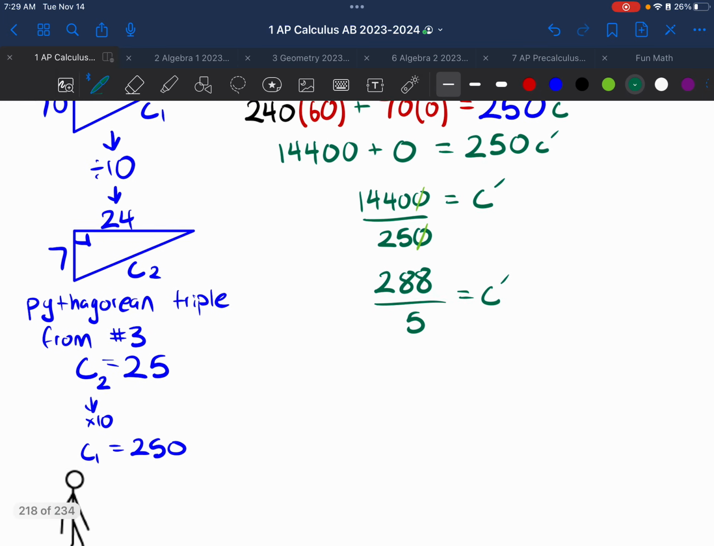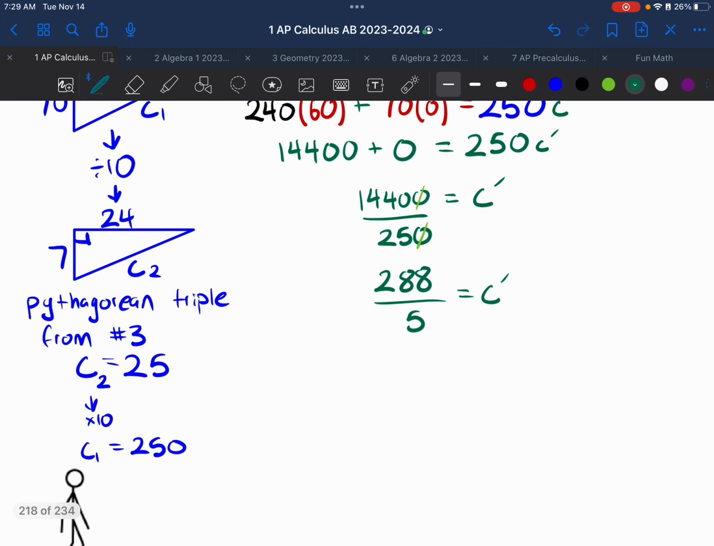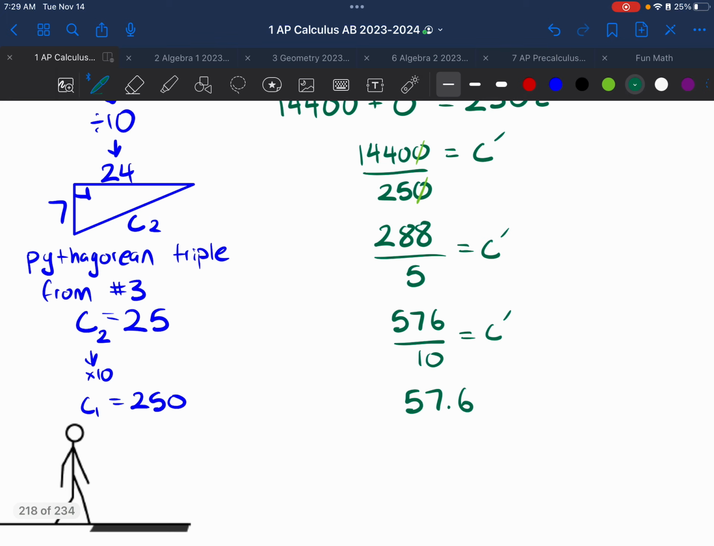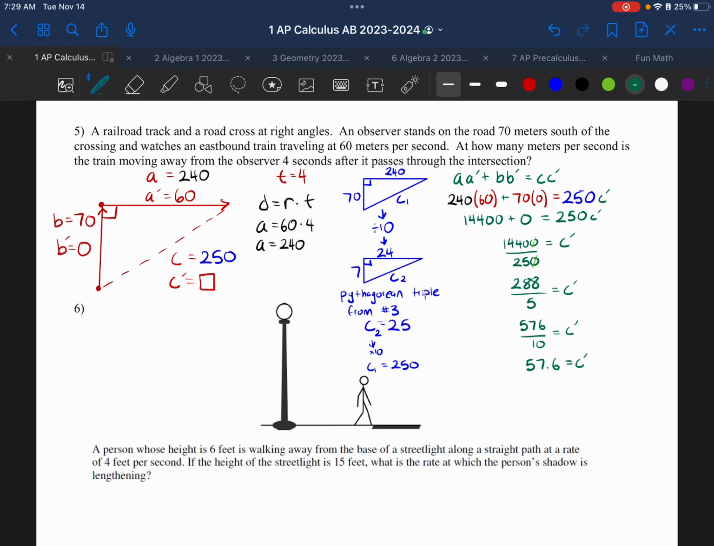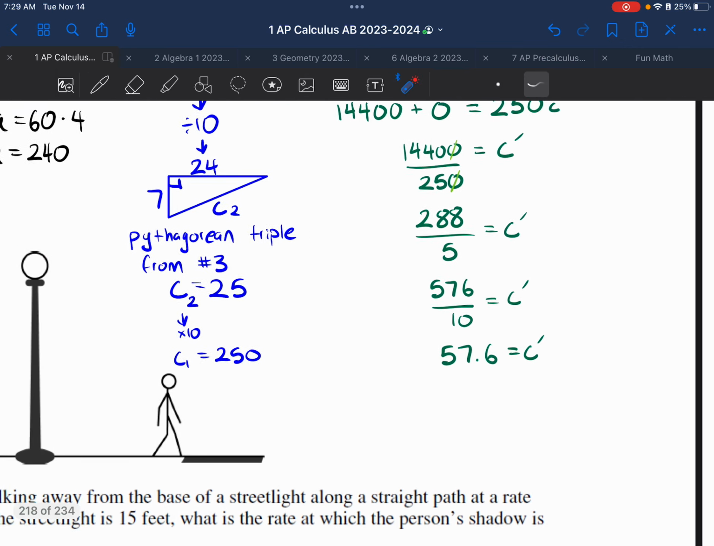And 288 over 5, I can multiply the top and bottom by 2 again. And this is going to be 576 over 10, or 57.6. Okay, this makes sense. 57.6 for our C prime. And what is that? 57.6 meters per second. So meters per second. And I can finally do my answer.